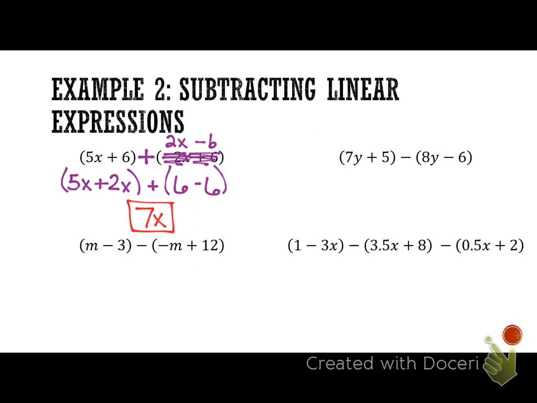Okay, so I need to group my like terms together, but before I do that, I must do the addition. And now this becomes negative 8y plus 6. Did you guys reverse your signs? Okay, so now when I group them, it's 7y minus 8y plus 5 plus 6. Okay, well, what's 7y minus 8y? Negative 1y. Okay, plus 11.